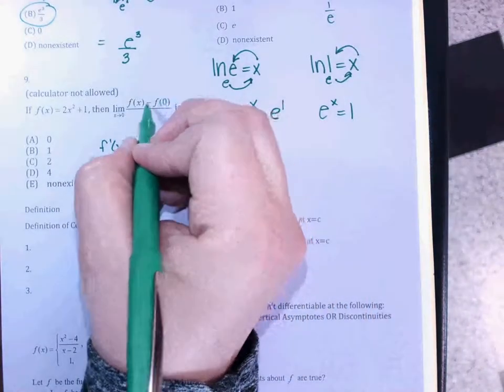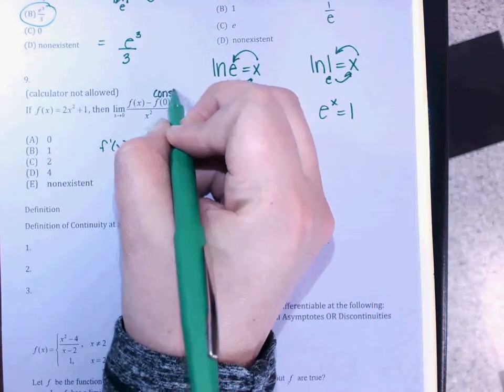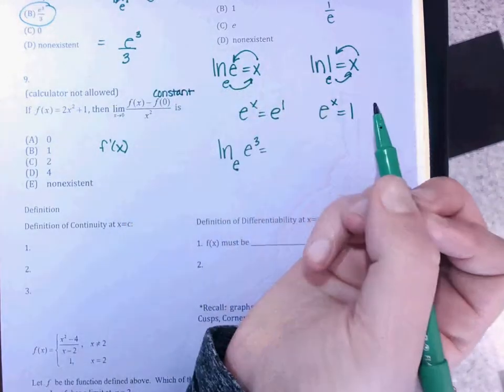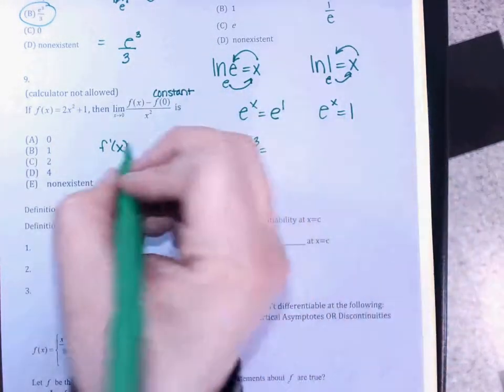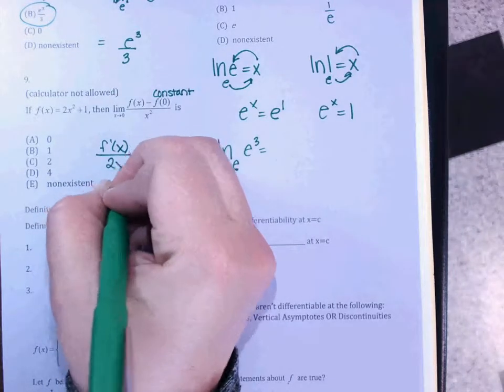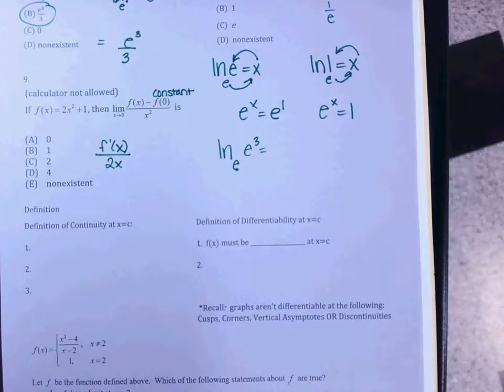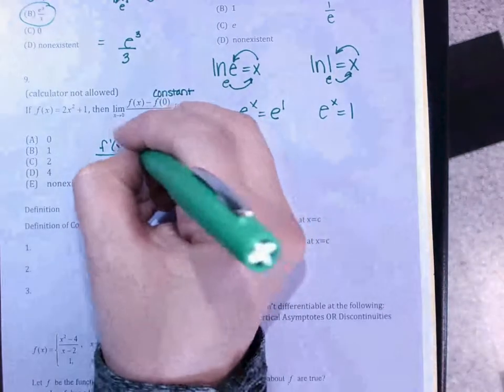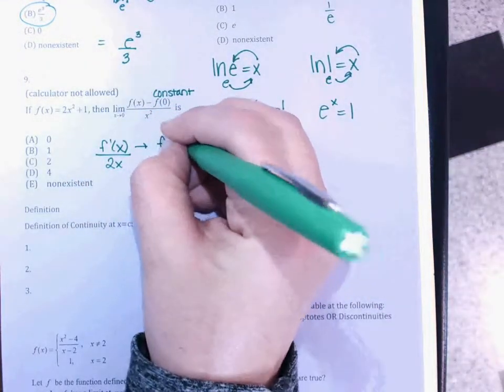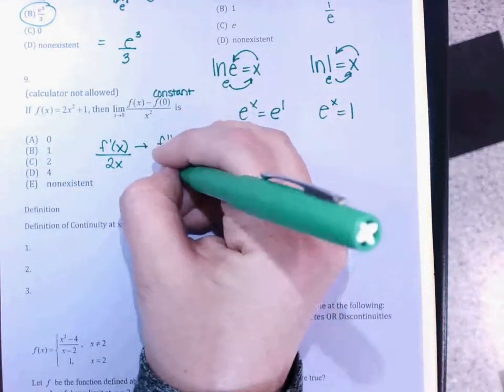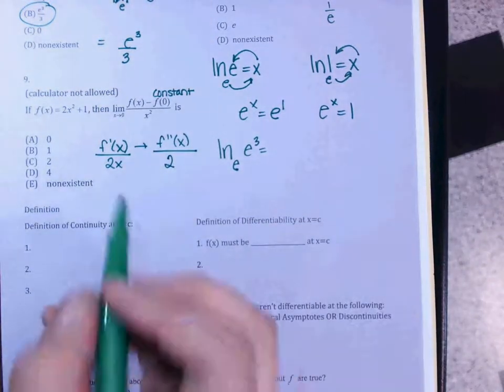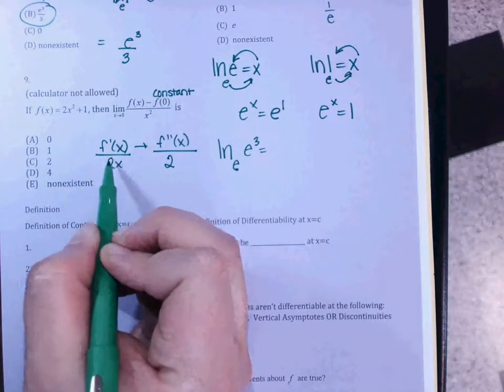Now, f of 0 is a constant. What's the derivative of a constant? Nothing. 0 goes away, over 2x. Now, if I plug in 0 now, is that okay? No. Still no. You're going to get a 0 on the bottom. Do L'Hopital's rule again. What's the derivative on top? F double prime. And what's the derivative on bottom? 2. Why are you taking the derivative again? Because I still can't plug in 0, because there's still an x on the bottom.